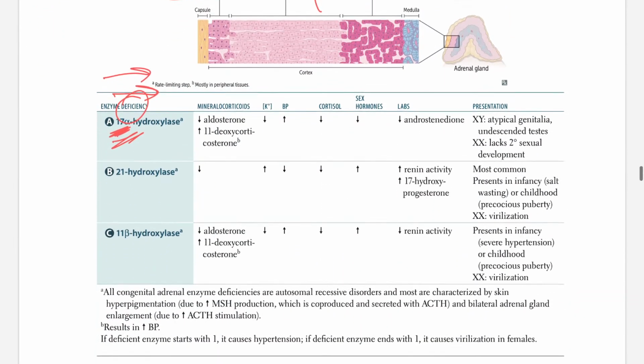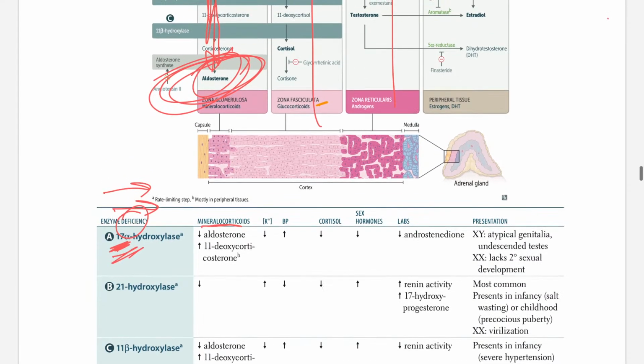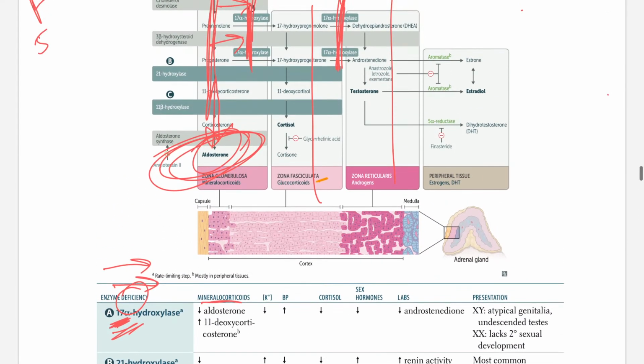So here, you have mineralocorticoids. You have a decrease in aldosterone, and an increase in 11-deoxycorticosterone.